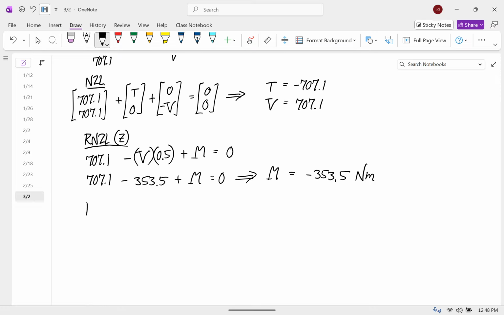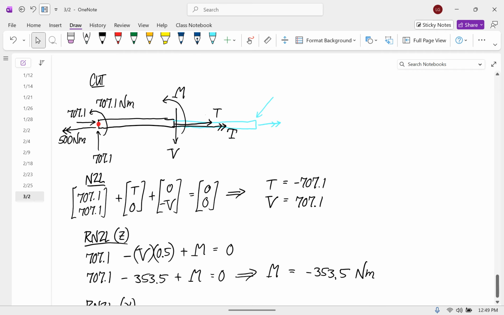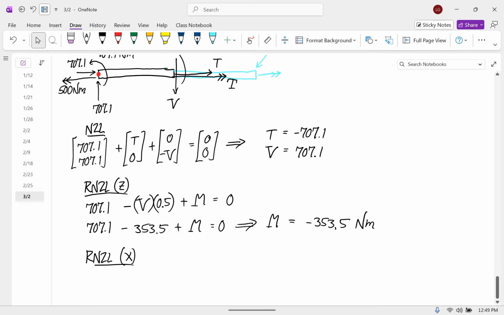Okay, and we still need rotational Newton's second law about the x-axis. What equals negative 353? 0.5 times, we already figured out that V is 707.1. And so I just substituted 707.1 into this negative 0.5 V. Right. And that's what we get. Yeah, but then why M equals that? It's because it's half of 707. Yeah, it's half of 707, exactly.